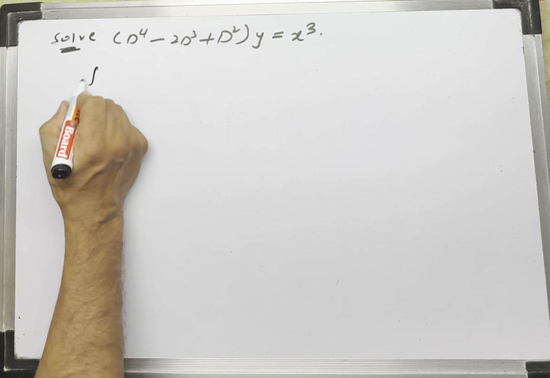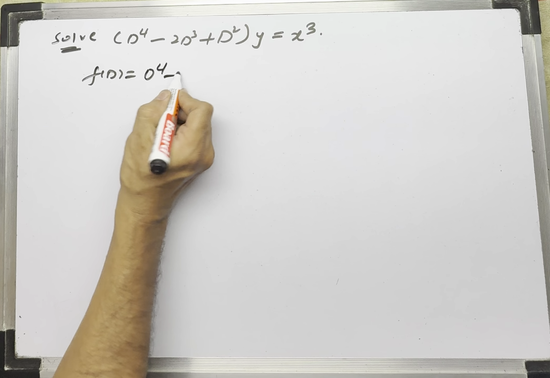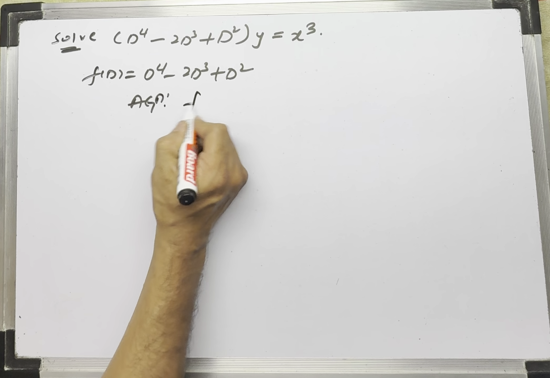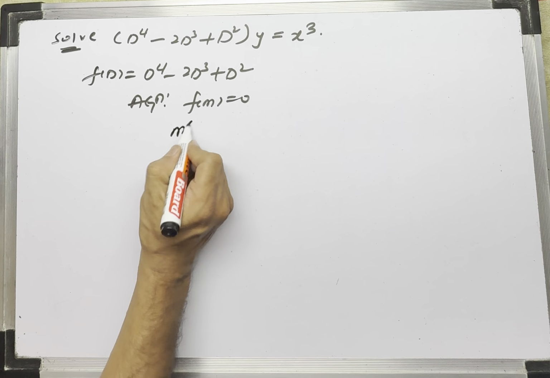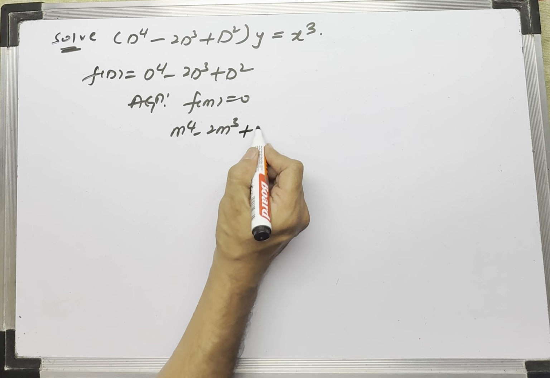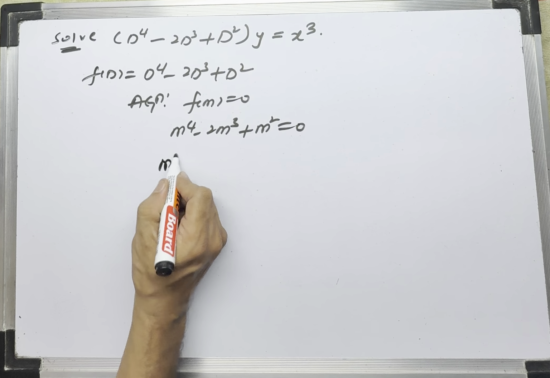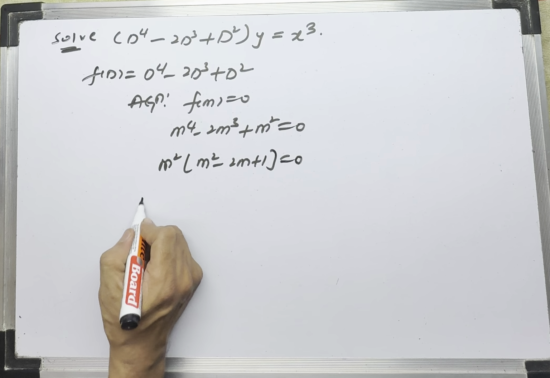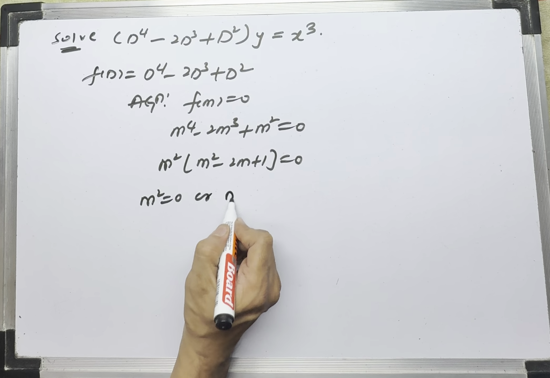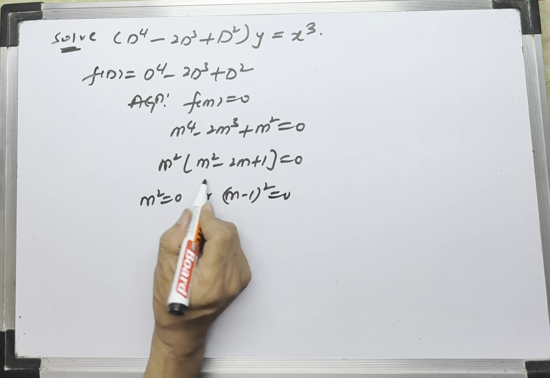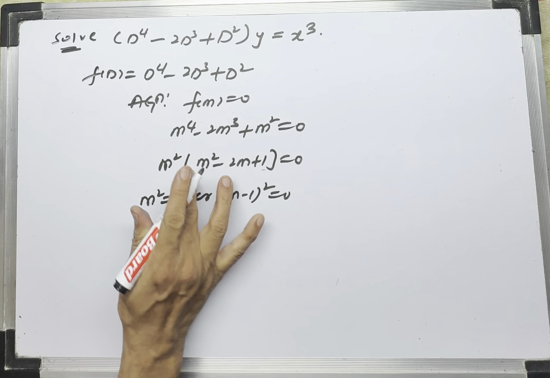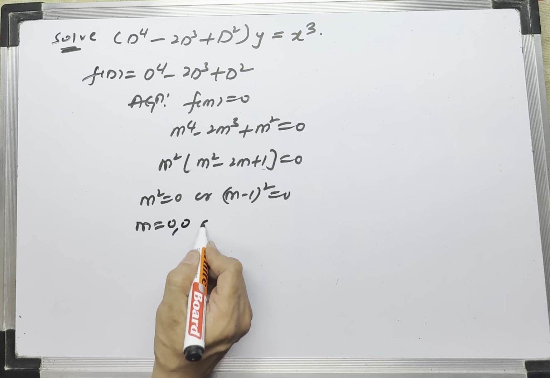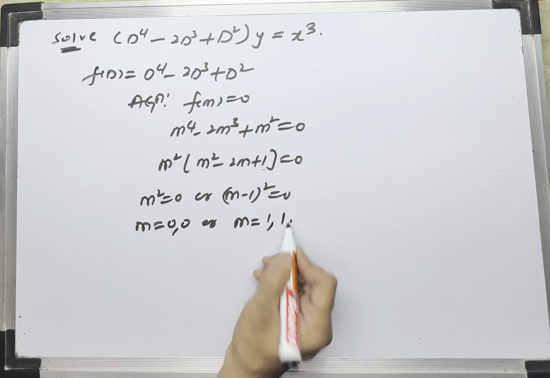What will we get? f of D is D power 4 minus 2D cube plus D square. The auxiliary equation is f of m equal to 0. m power 4 minus 2m cube plus m square equal to 0. m square common, m square minus 2m plus 1 equal to 0. So m square equal to 0, or this is m minus 1 whole square. Whenever you find anything of this form, you can immediately think of the a minus b whole square formula. Here m is equal to 0 and 0, 2 values.